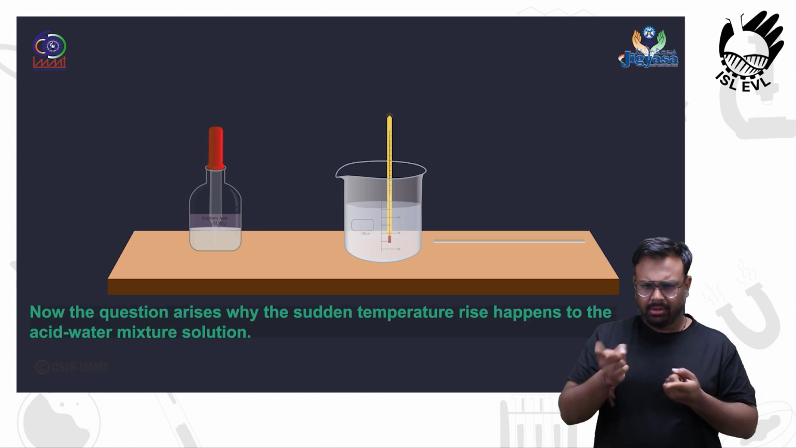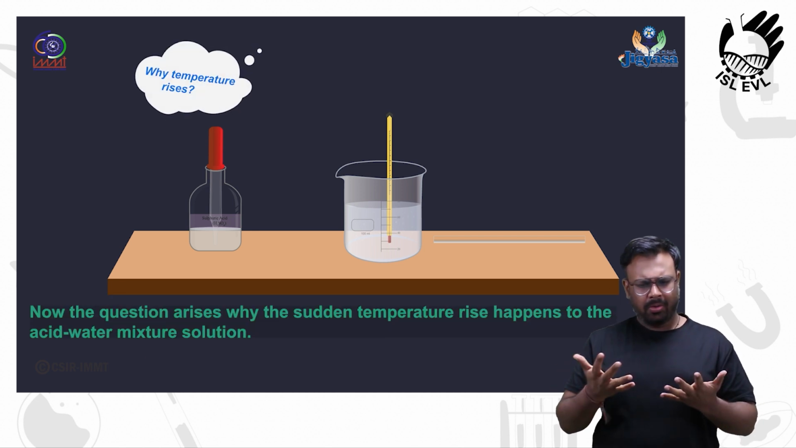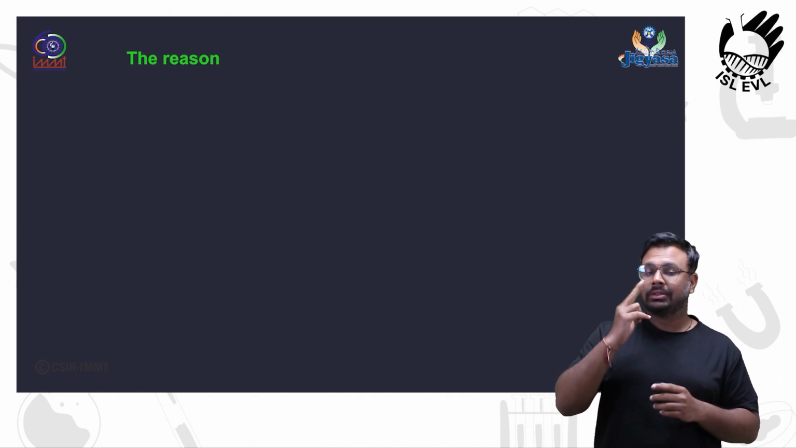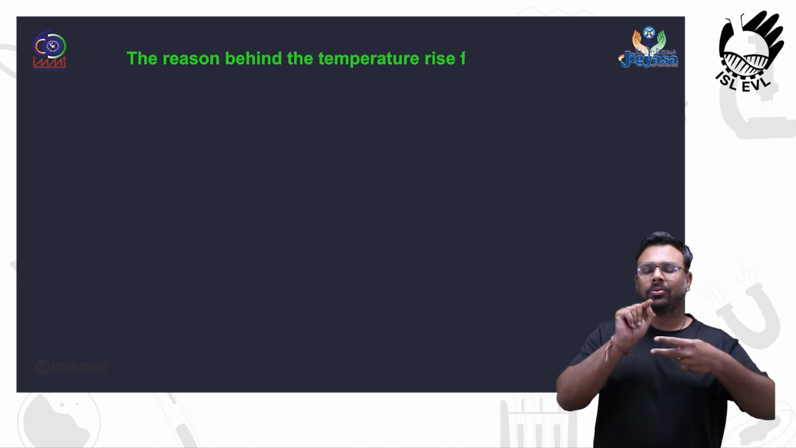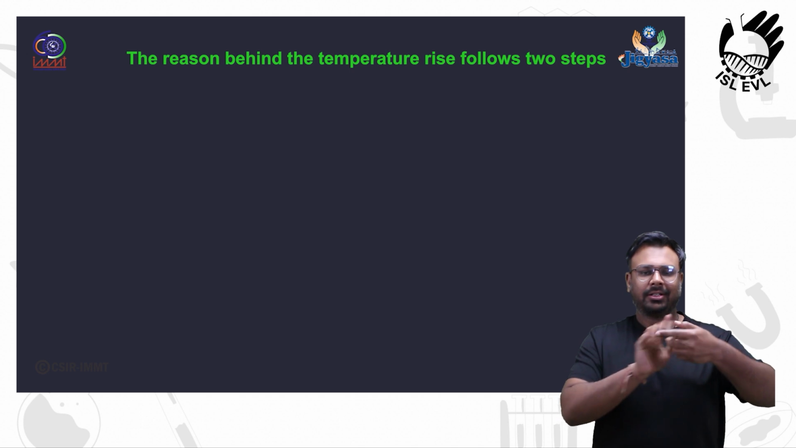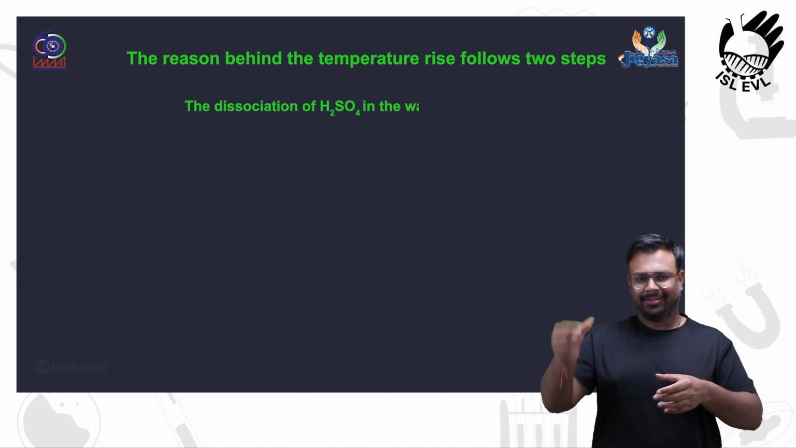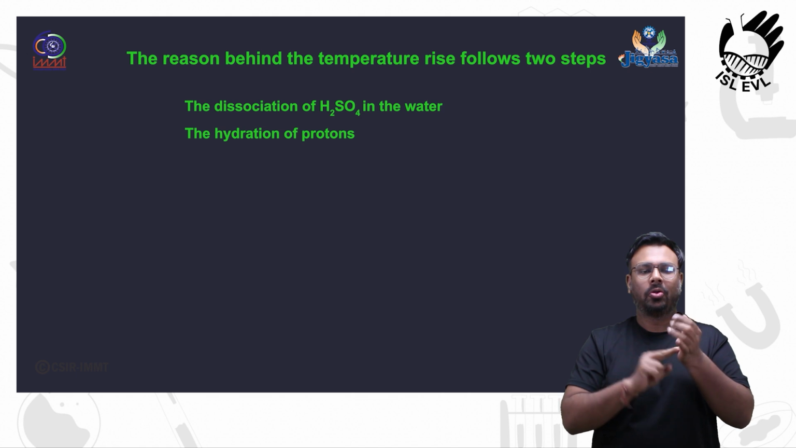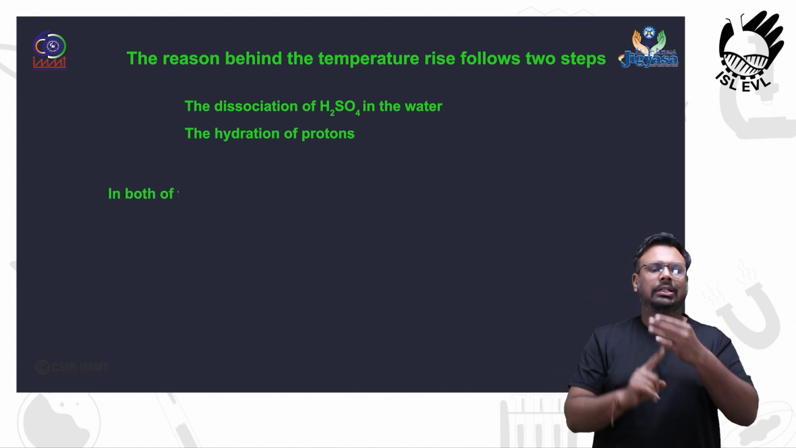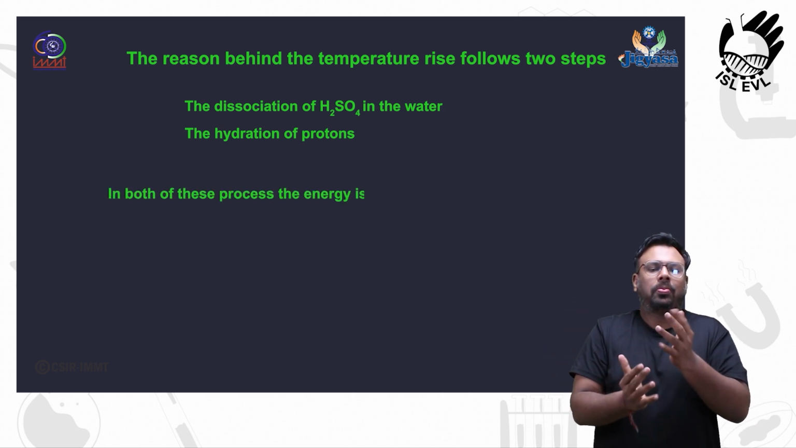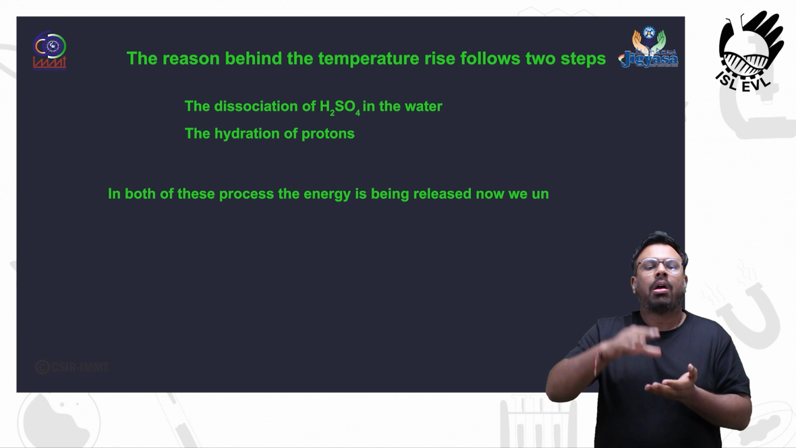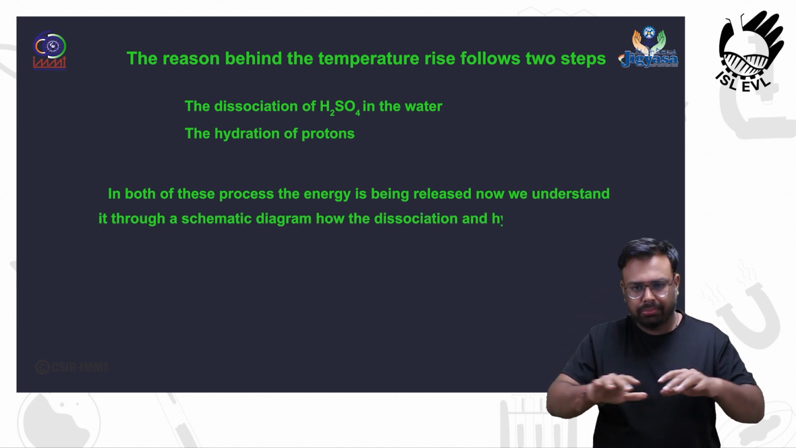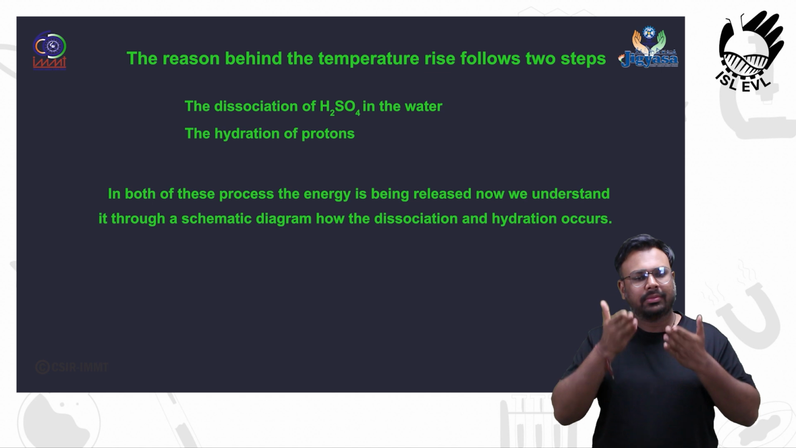Now, the question arises why the sudden temperature rise happens in the acid water mixture solution. The reason behind the temperature rise follows two steps. First, the dissociation of H2SO4 in water, and second, the hydration of protons. In both of these processes, energy is released. Now, we understand through a schematic diagram how the dissociation and hydration occur.